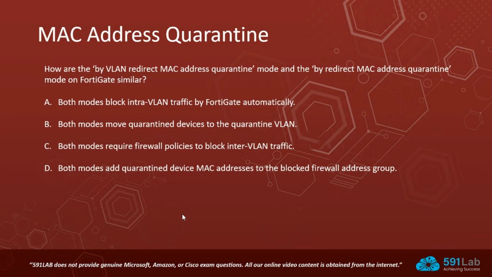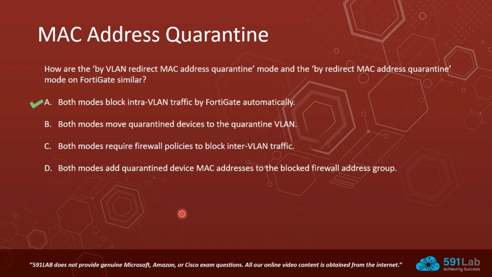Let's go back to the question and find out what is the correct answer. Answer A. Both modes block intra-VLAN traffic by FortiGate automatically. As we learned, you know that this answer is correct. Make sure that this is not inter-VLAN, it should be intra-VLAN.